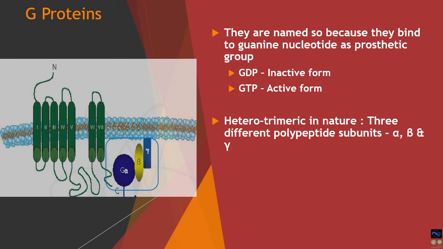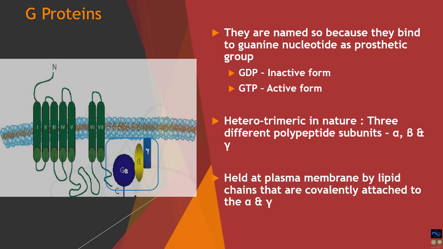In inactive form, when they are bound to GDP, they are present as a heterotrimer, consisting of three different polypeptides: alpha, beta, and gamma. These come together to form the inactive form of a G protein, which is bound to GDP. They are held inside the cytoplasm on the inner surface of the plasma membrane with the help of lipid chains that are covalently bound to the alpha and the gamma parts of this heterotrimer.